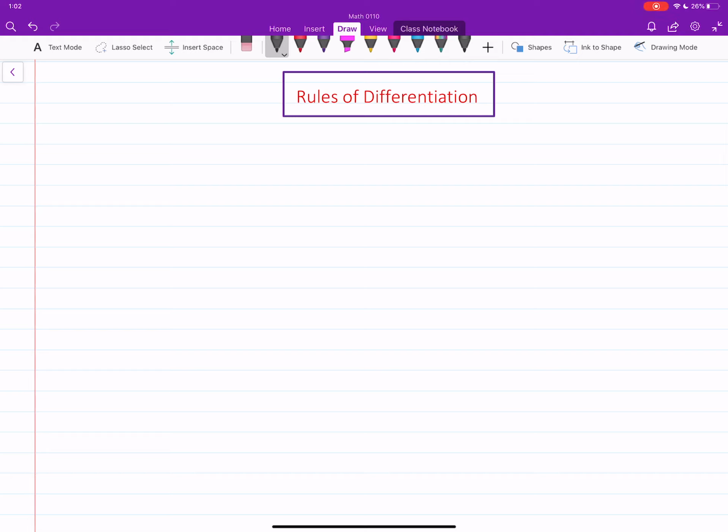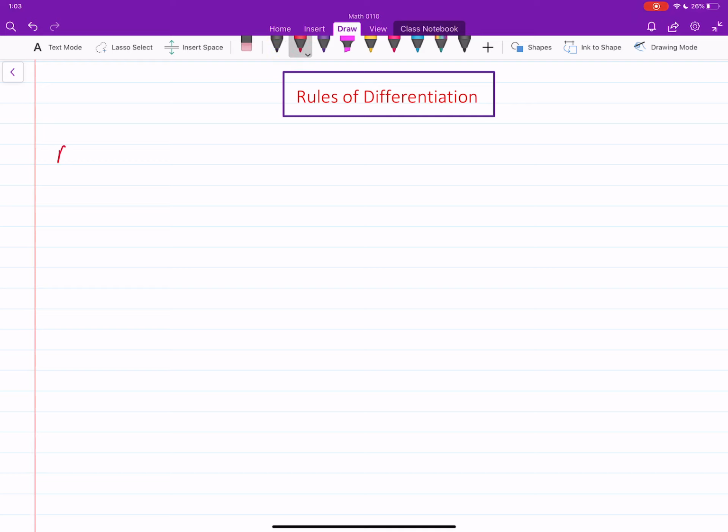Hi, in this video we will start learning about rules of differentiation, and we will have 4 rules that will help us to find derivatives of functions faster and better than just computing the limit.